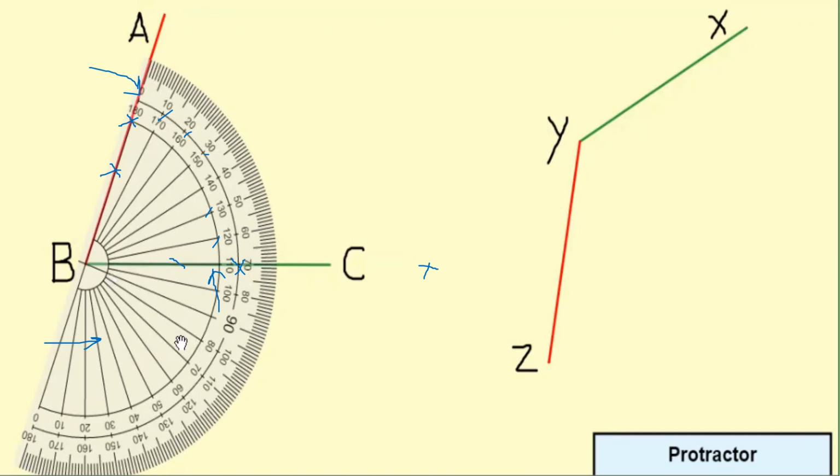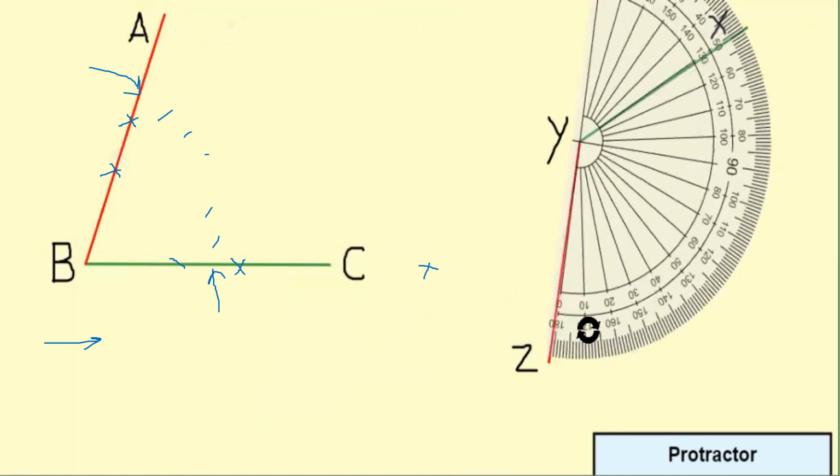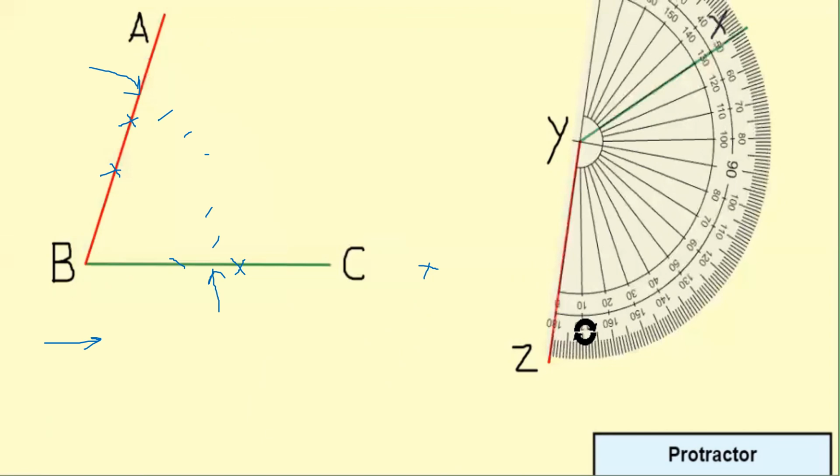Now it's time to measure the other angle, which is XYZ. First, you need to plot the center of the protractor on the vertex Y. Now rotate the protractor until the horizontal line of it lies on one of the two sides of the angle. Let's start with YZ. Now we will start counting from this 0.